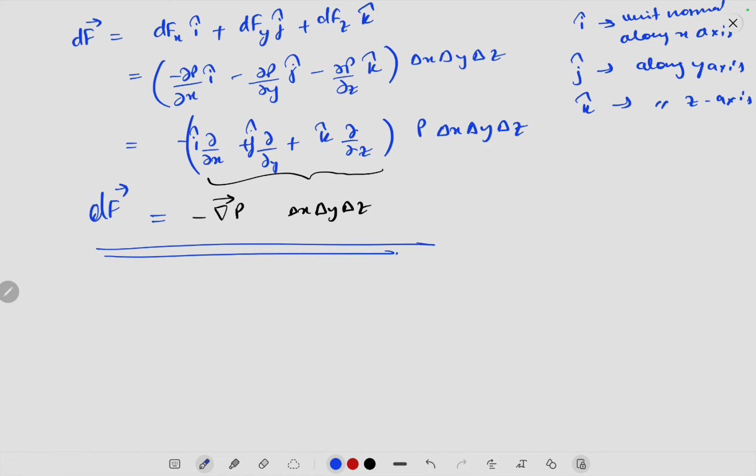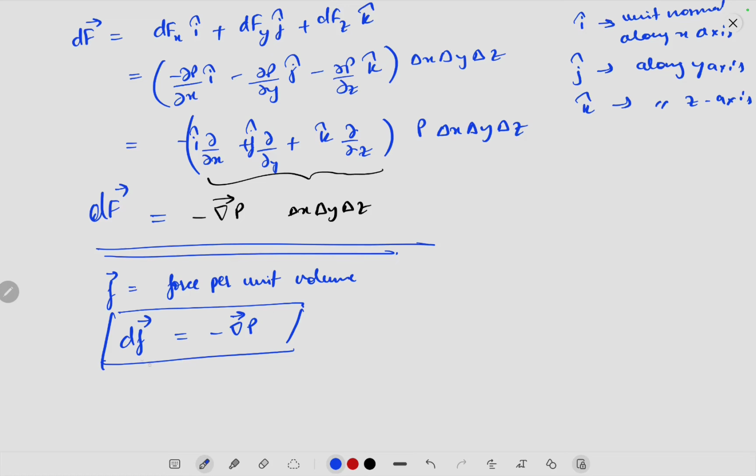Okay. Or we can also define a small f vector, which is the force per unit volume of the fluid element. So this expression would become small f vector equal to minus grad P. Okay.